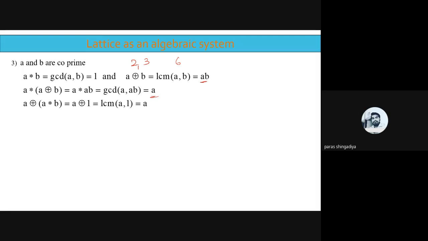Clear? And then A ring sum (A star B): what is the answer of A star B? That is equal to 1 here. So A ring sum 1, and LCM of A with 1: LCM of 5 with 1, LCM of 6 with 1, LCM of 7 with 1, is that number only. So the answer is equal to A. Clear?